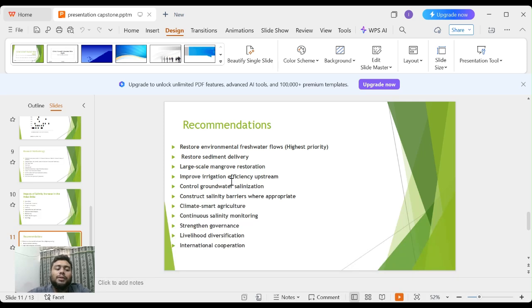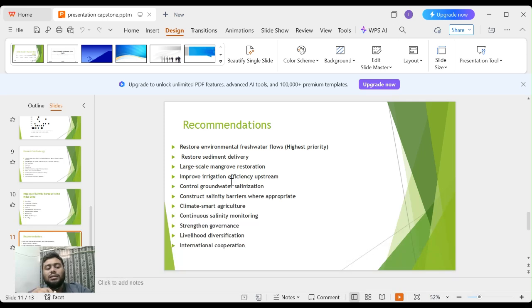So the eighth one is continuous salinity monitoring. You have to install real-time salinity monitoring using satellite remote sensors for mapping salinity, like GIS, also developing an early warning system that will benefit in supporting evidence-based water management and will enable the rapid response to salinity increases.